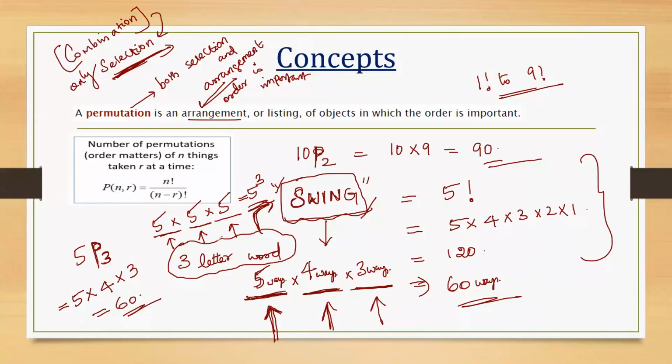Generally, you will take it like this: repetition is not allowed, usually. If the question mentions repetition is allowed, then you can go for this format. Most of the questions you will have this type of 5 into 4 into 3 like that. Is it clear?